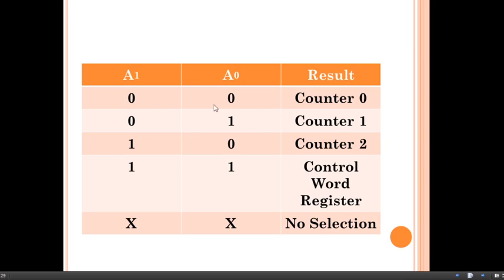So if A0 and A1 both are 0, counter 0 is selected. If A0 is 1 and A1 is 0, counter 1 is selected. If A0 is 0 and A1 is 1, counter 2 is selected. And if both the pins are 1, at that time the control word register gets selected. And if both the pins are undefined, then no selection will be there.